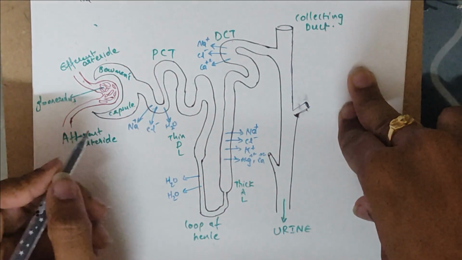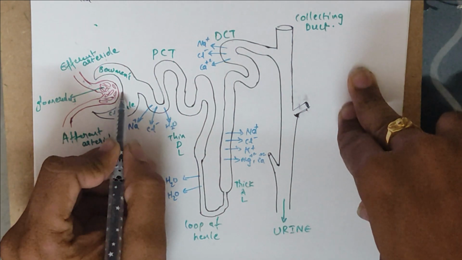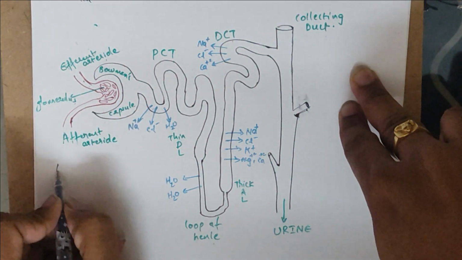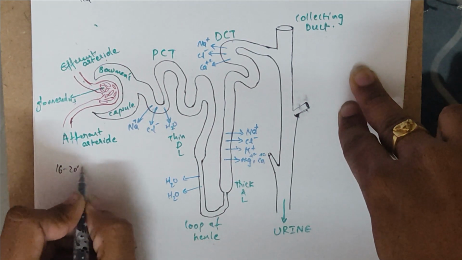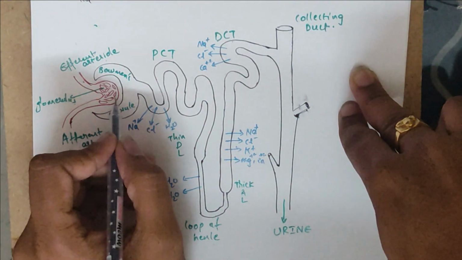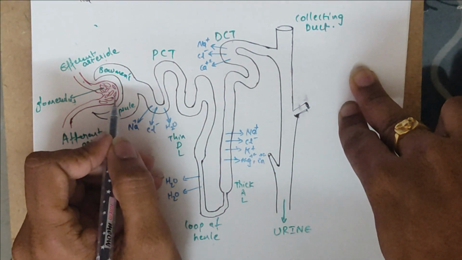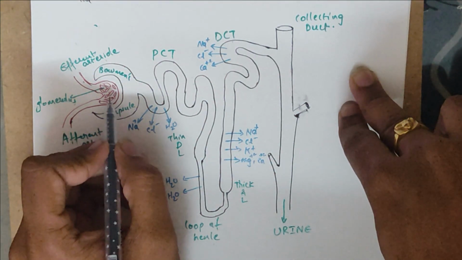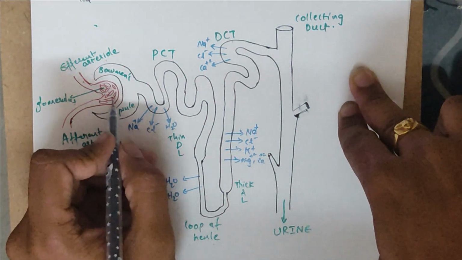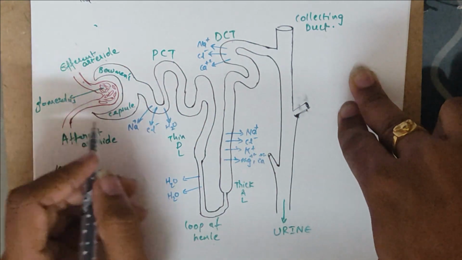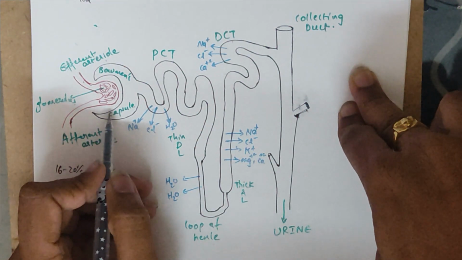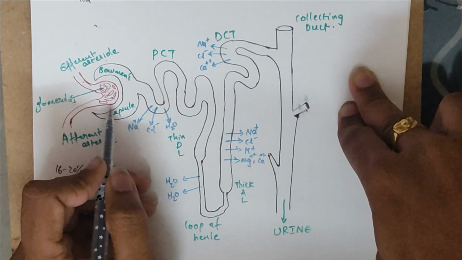Here the blood will be filtered out. Approximately 16 to 20% of the blood entering the kidney is filtered into the Bowman's capsule via the glomerular capillary. The filtered blood is free of plasma proteins, WBC, RBC and platelets.